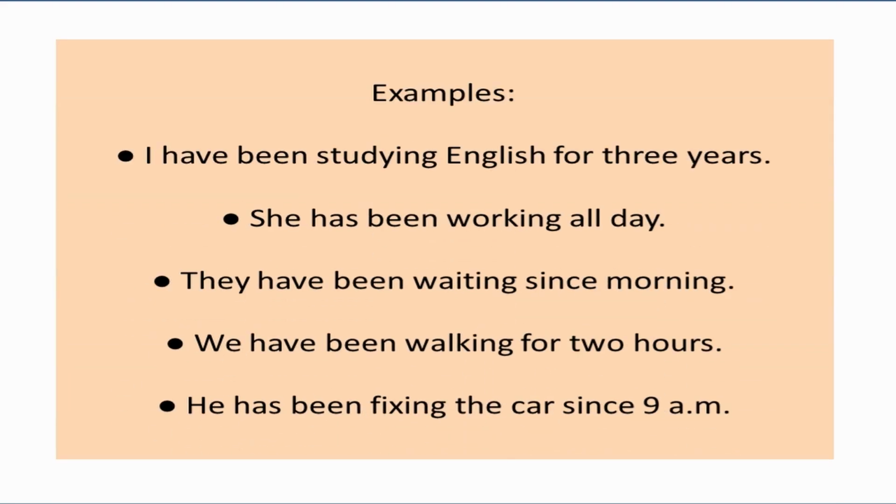Examples: I have been studying English for 3 years. She has been working all day. They have been waiting since morning. When we say they have been waiting since morning, it means they are still there. We have been working for 2 hours. He has been fixing the car since 9 a.m. Means he is still fixing the car. He is still fixing the car up to now.